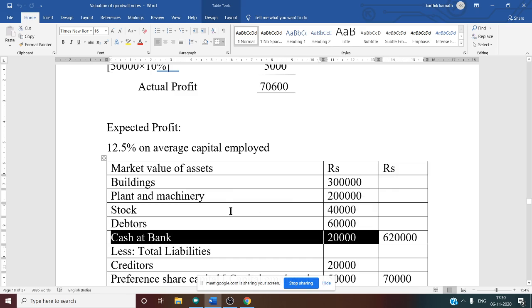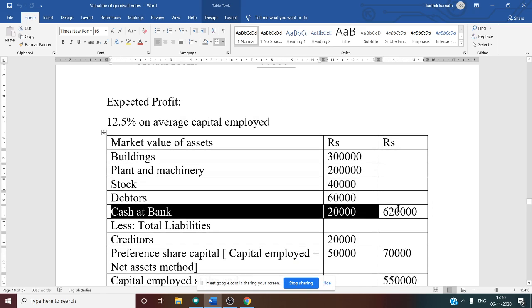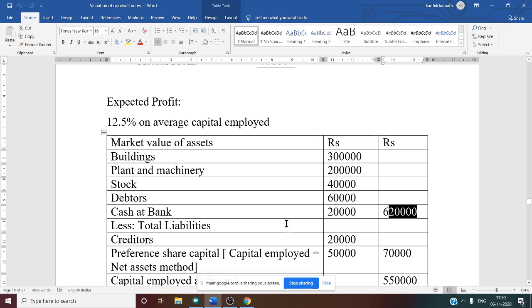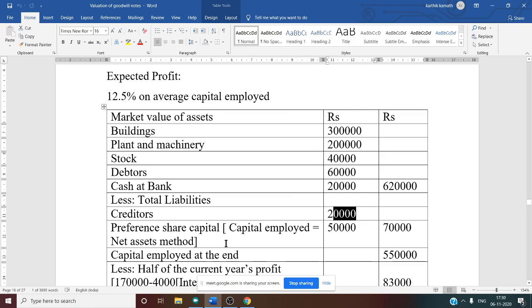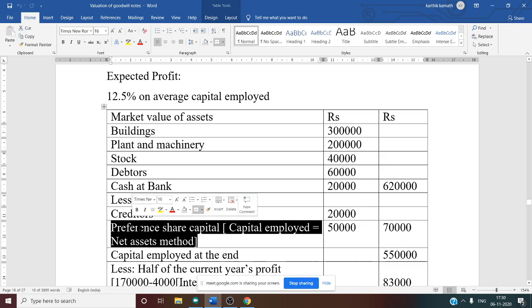So total agreed value of asset is 6 lakh 20,000. From this you are going to deduct total liabilities. Total liability, only one information. Why? Because they have mentioned shareholders fund, that doesn't appear, and profit and loss account, anyway, it is not there. So creditor 20,000 you need to deduct. And one more thing you need to deduct is preference share capital. Why? Because we are doing net asset method. In the net asset method, there is a deduction of preference share capital.